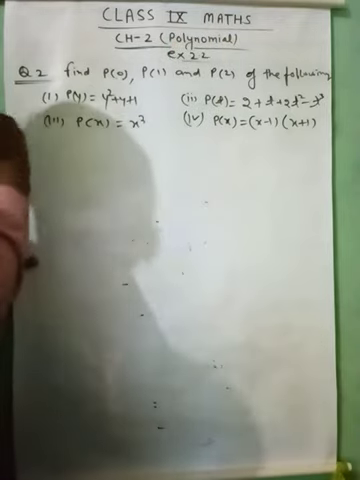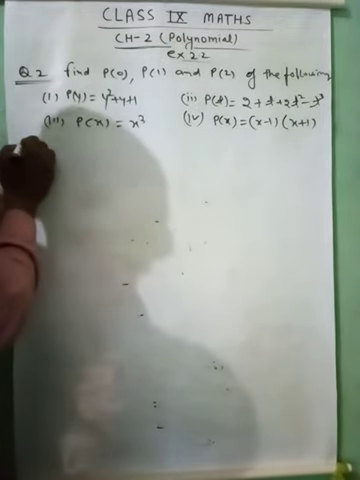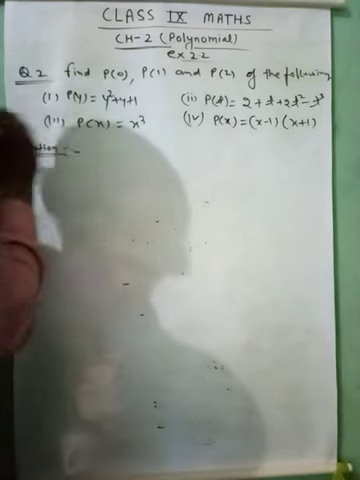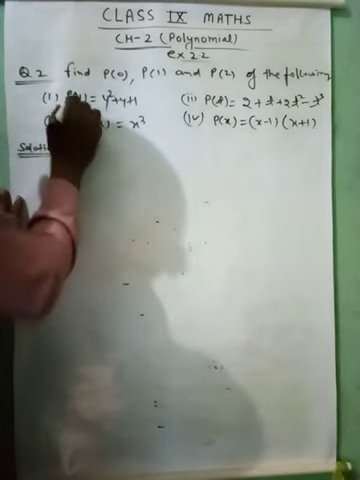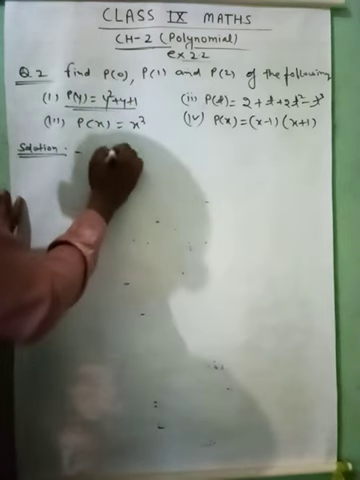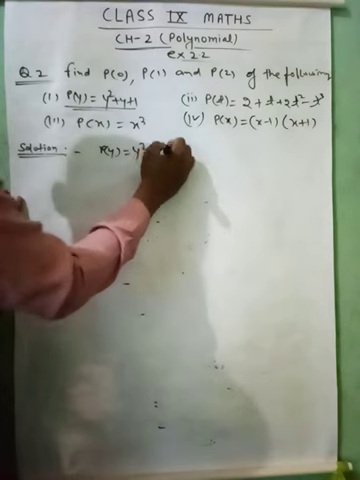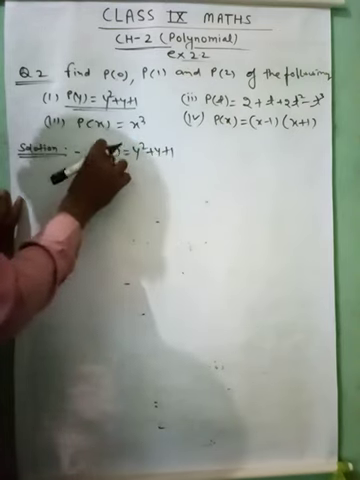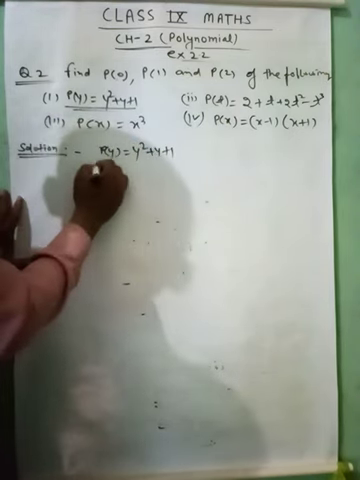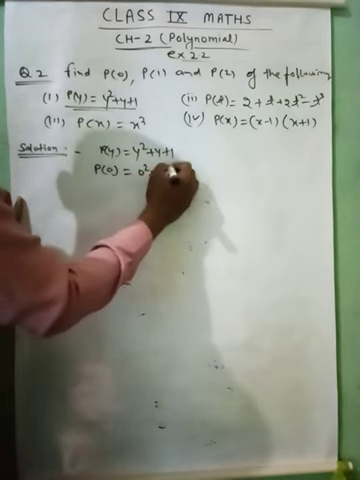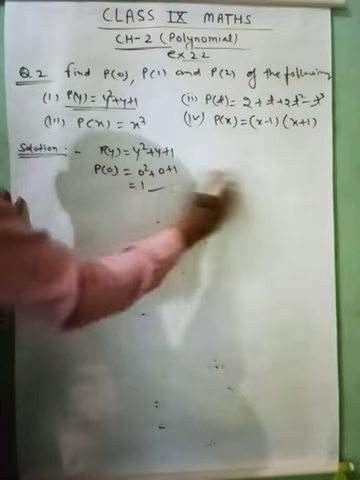So let us see the solution. For this equation p(y) is equal to y square plus y plus 1, at the place of y first we will put 0. p(0) is equal to 0 square plus 0 plus 1. It means its answer is 1.